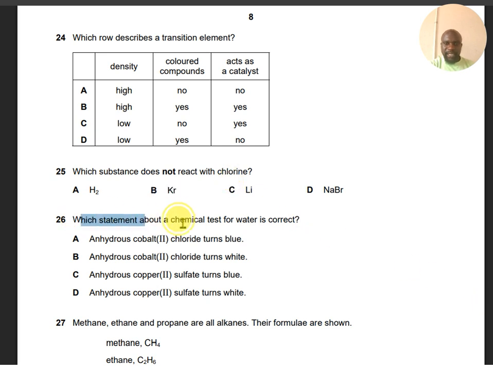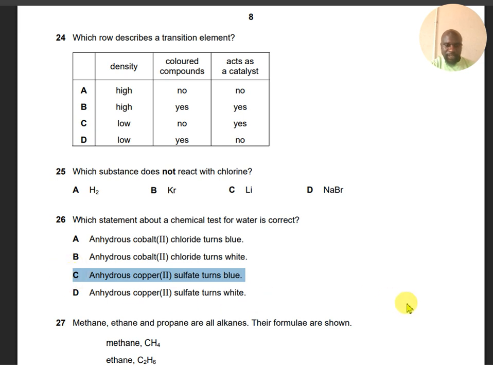Right, which statement about a chemical test for water is correct? A chemical test for water on number 26. Anhydrous cobalt(II) chloride turns blue. No, this is wrong. Anhydrous cobalt(II) chloride turns from blue to pink, and when dry it is blue, so that is not the answer. Anhydrous copper(II) sulfate turns blue. Of course, this one is correct because copper(II) sulfate turns blue. This is what we expect.